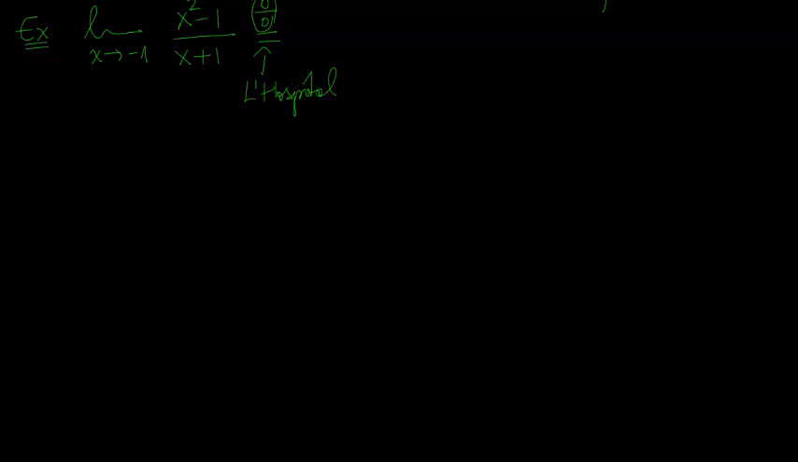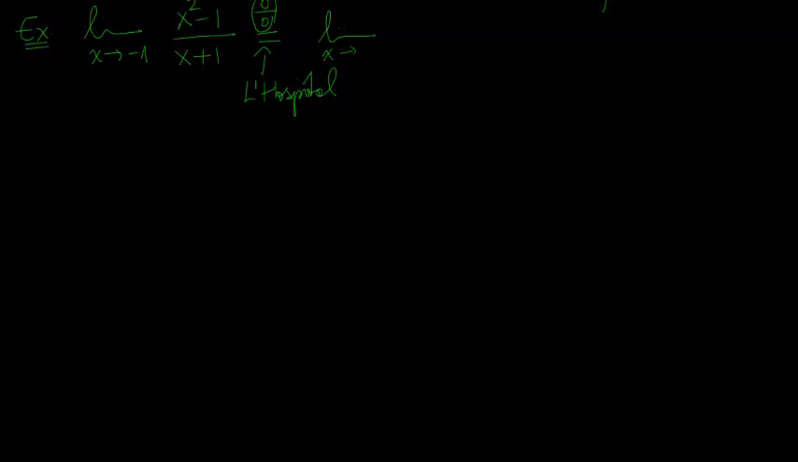Let's say we have the limit as x approaches negative 1 of x squared minus 1 over x plus 1. Again, what we do first is we try to evaluate at negative 1. So we get negative 1 squared minus 1, that's 0. And then negative 1 plus 1, that's 0 again. So we are in the case of 0 over 0, this indeterminate form where we can apply L'Hopital. So we tell the reader that we are applying L'Hopital.